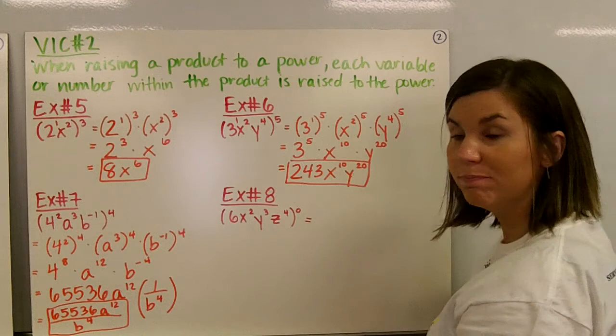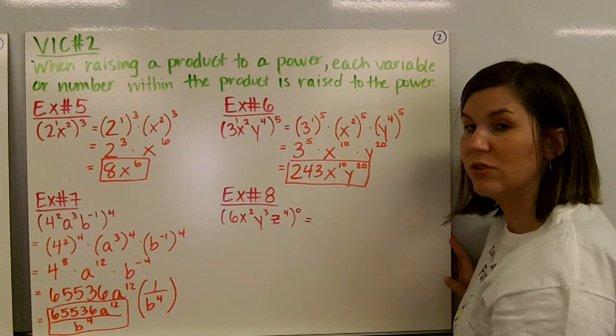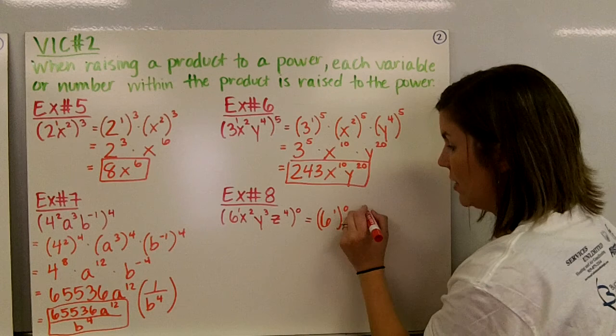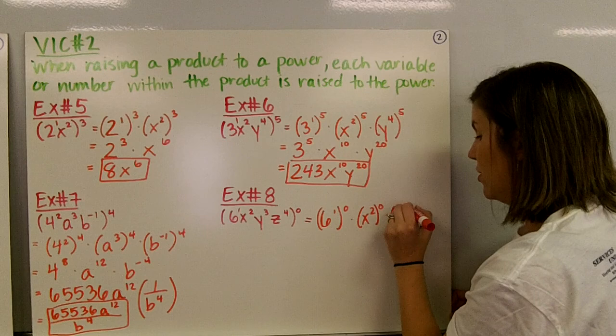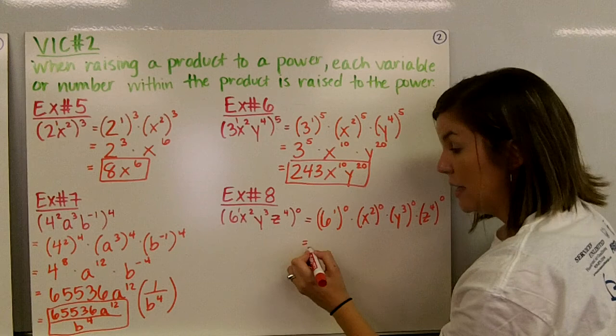Example number 8. I'm sorry, 6 times x squared times y to the 3rd times z to the 4th all raised to the 0 power. Now, this means 6, right now it's to the 1st power, so 6 to the 1st to the 0 times x squared to the 0 times y to the 3rd to the 0 times z to the 4th, it's a little long, to the 0. 6 to the 1st to the 0. 0 times 1 is 0, so 6 to the 0.